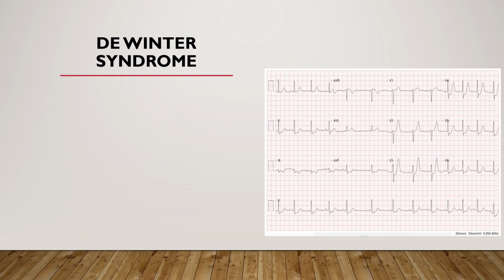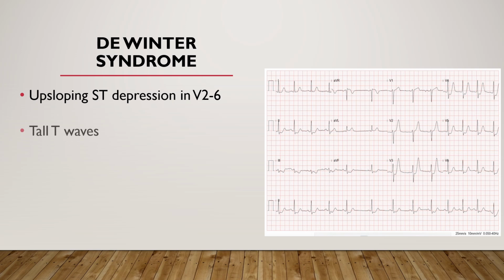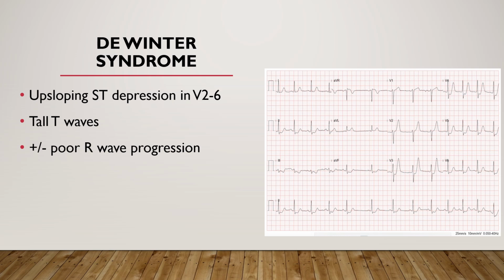Let's briefly mention some other interesting patterns which can be seen in acute thrombosis of the main coronary artery. One pattern being de Winter's syndrome. It presents itself with an upsloping ST segment depression in precordial leads such as V2 to V6. You will have tall T waves plus or minus poor R wave progression.